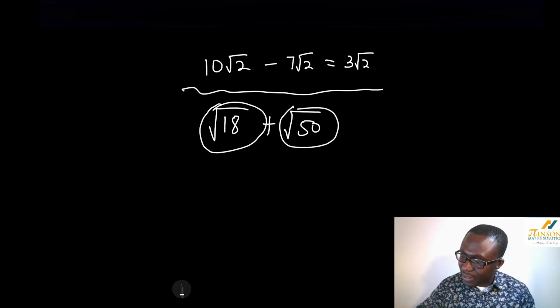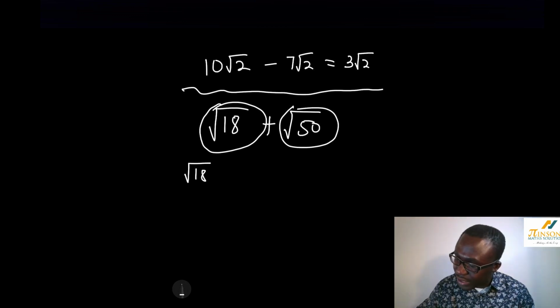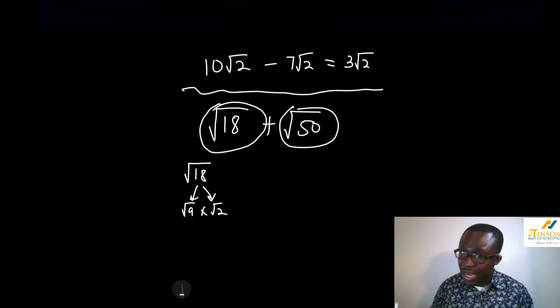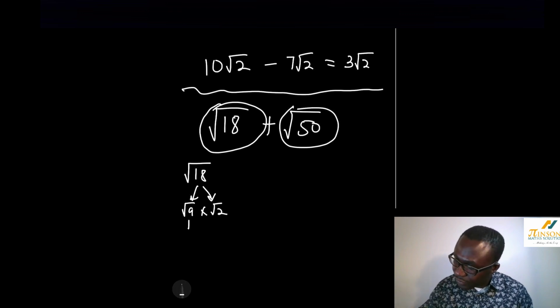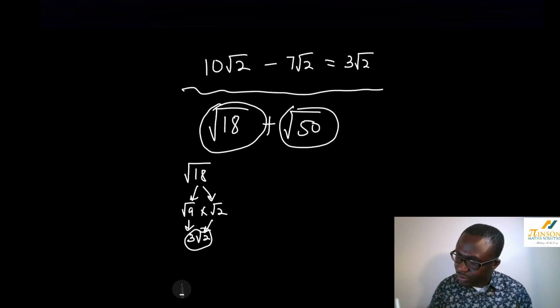What do I mean by that? Now, square root of 18 can be broken down into square root of 9 times the square root of 2. I know the square root of 9 is 3, and then square root of 2 is just square root of 2. So my answer is 3 root 2.